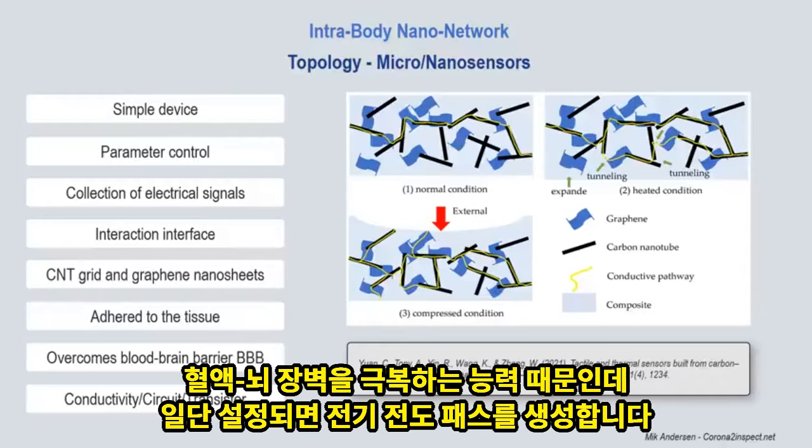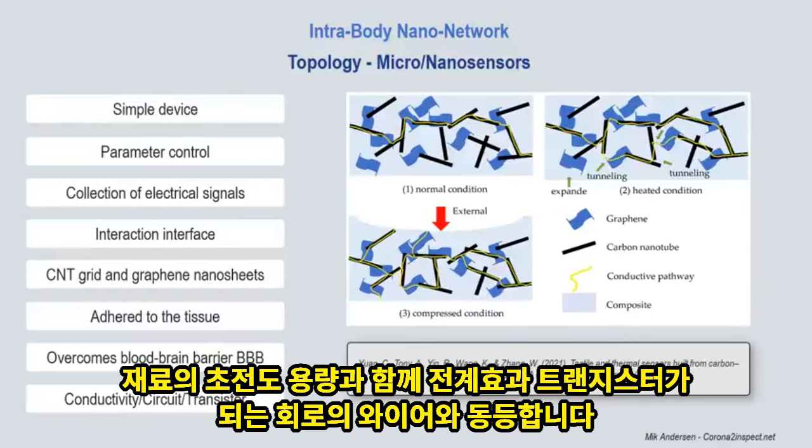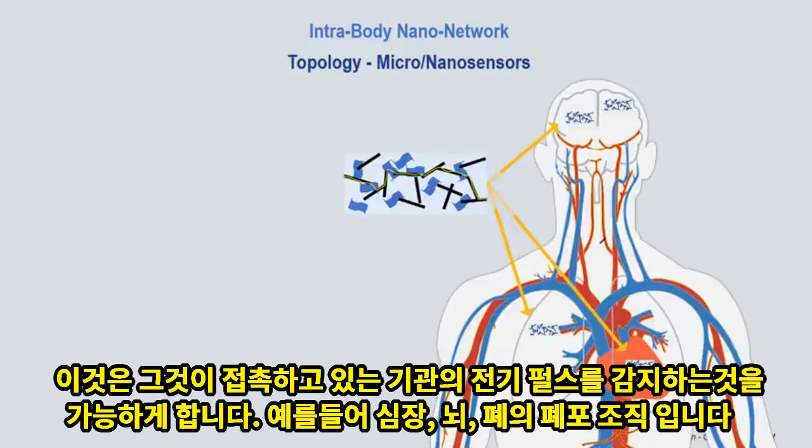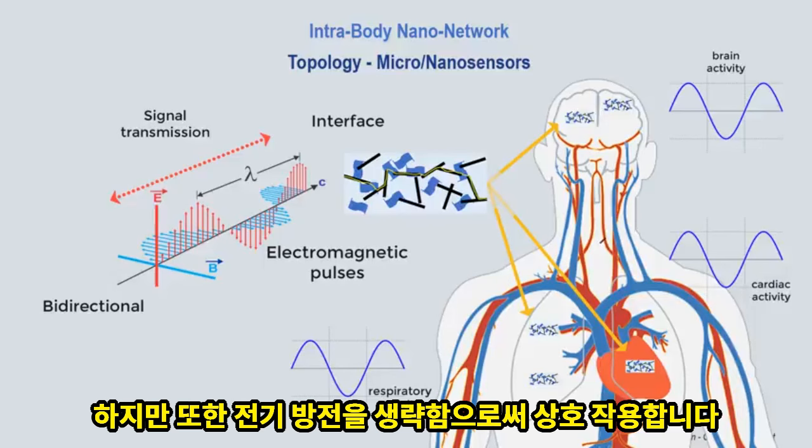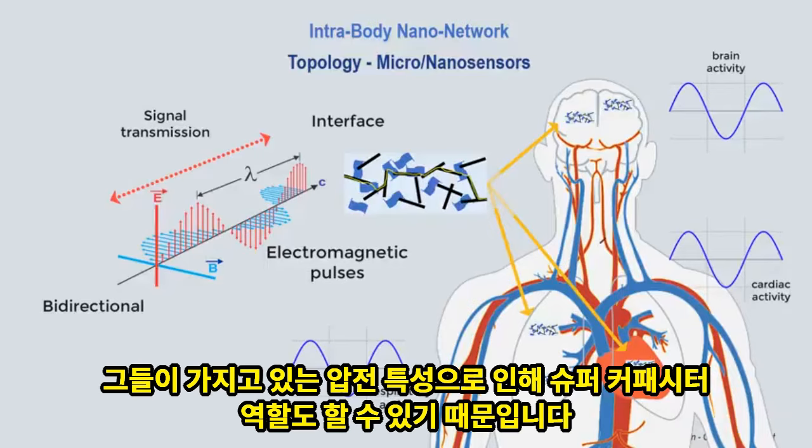Once established, they generate electrical conduction paths, equivalent to the wires of a circuit, which, together with the superconducting capacity of the material, becomes a field effect transistor. This makes it possible to detect the electrical pulses of the organ with which it is in contact, for example, the heart, the brain, or the alveolar tissue in the lungs, but also to interact by emitting electrical discharges, since they can also act as supercapacitors, due to the piezoelectric properties they possess.